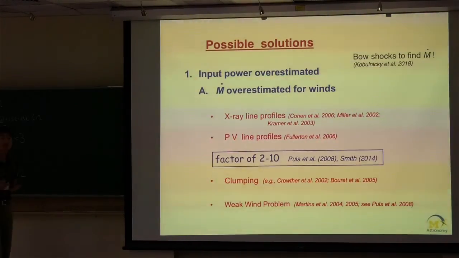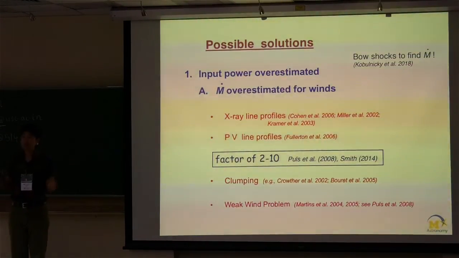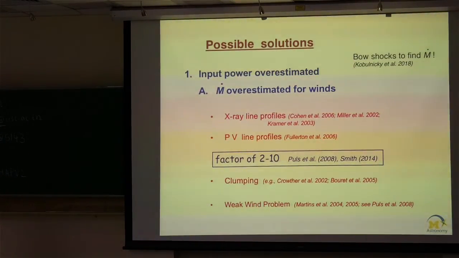So, possible solutions. We have basically a plethora of possible solutions. It's not that this problem is so mysterious. The problem is going to be figuring out which of the possible solutions is actually the answer, or which combination of them. And you have already mentioned a couple of them. So the first one is that the input power could be overestimated. So Norm just mentioned mass loss rates in stars.